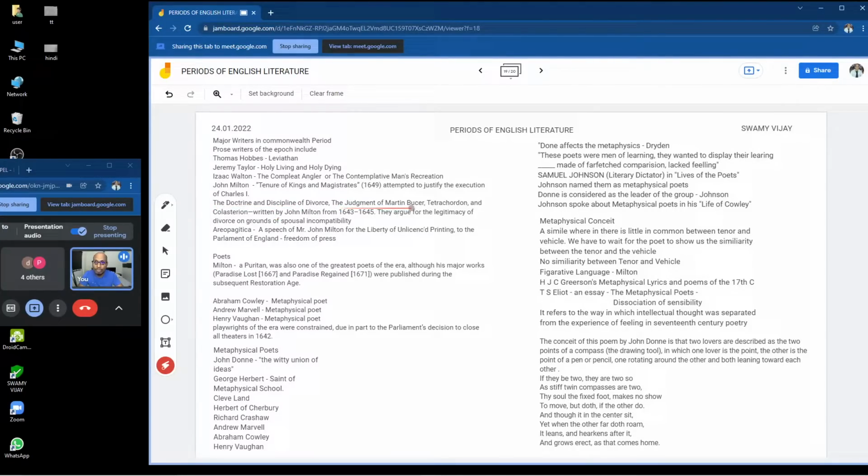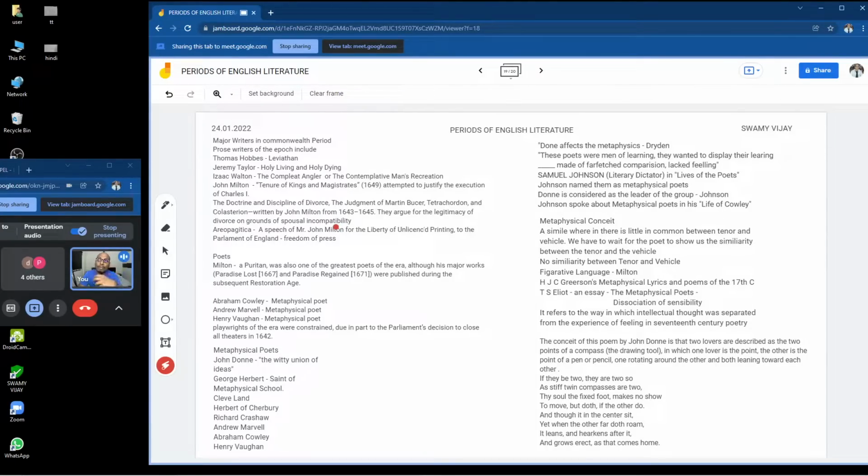The Doctrine and Discipline of Divorce, the Judgment of Martin Bucer, Tetrachordon and Colasterion were written by John Milton from 1643 to 1645. They argue for the legitimacy of divorce on grounds of spousal incompatibility. So you can understand how modern John Milton was. In the 17th century only, he wanted divorce to be legalized.